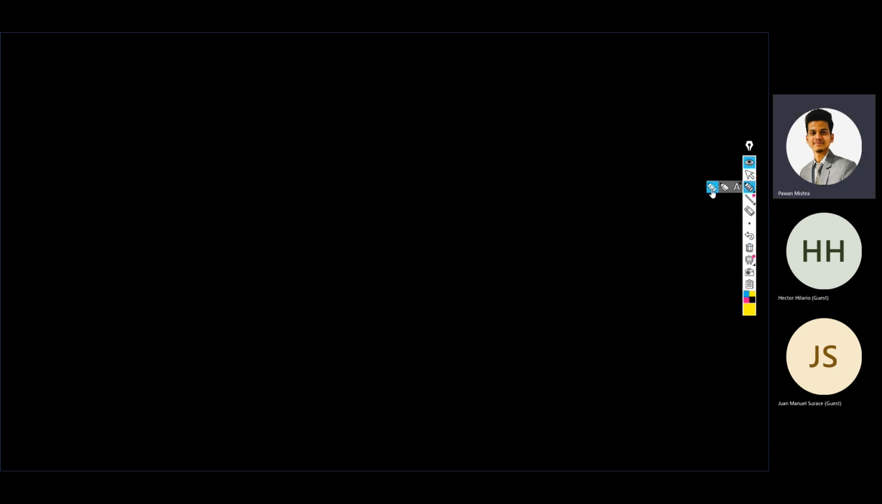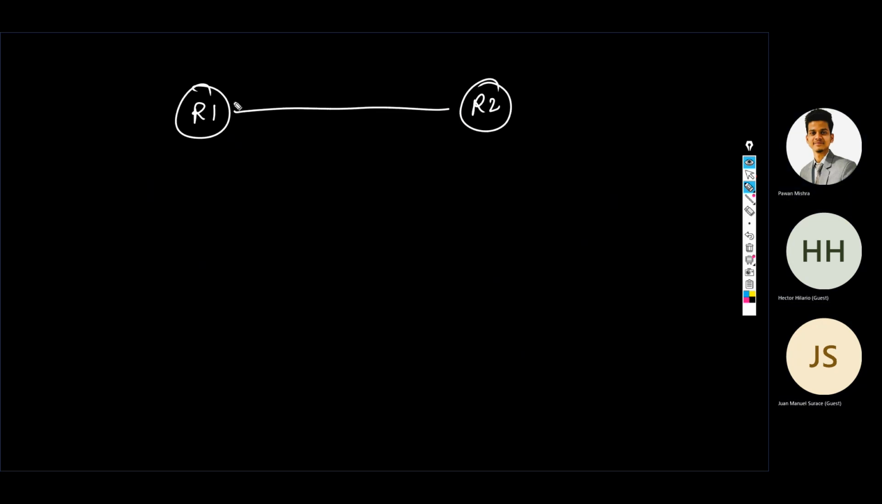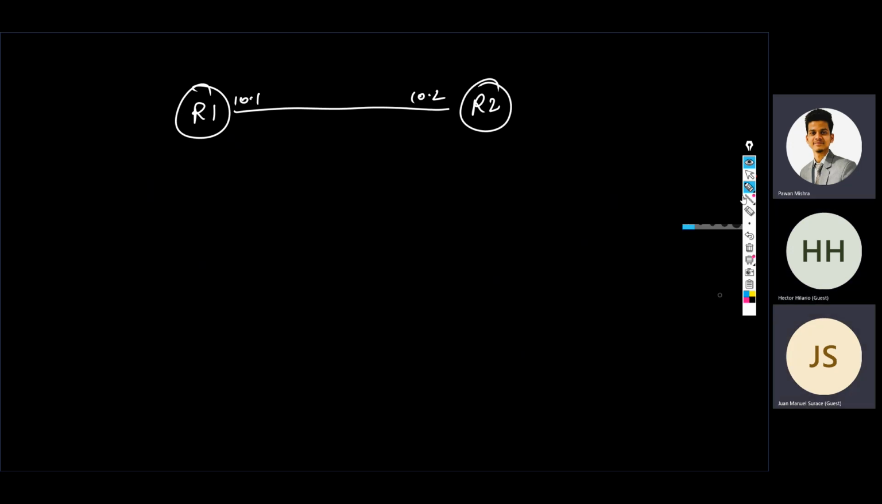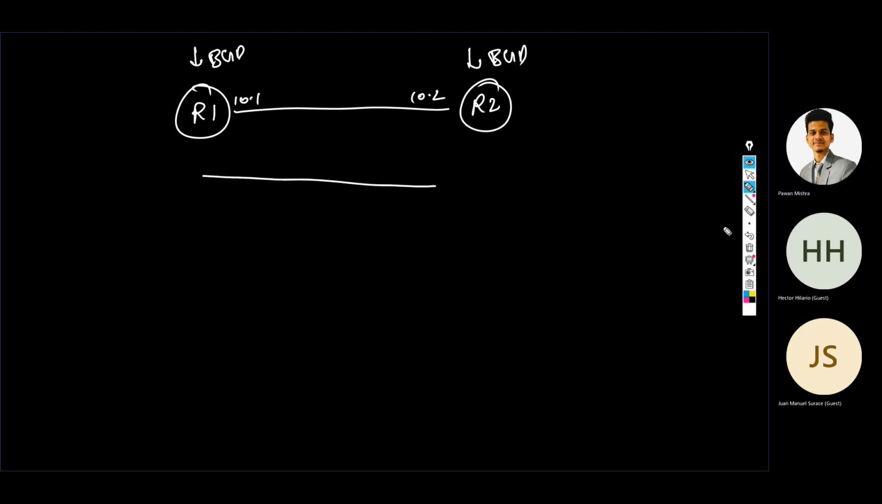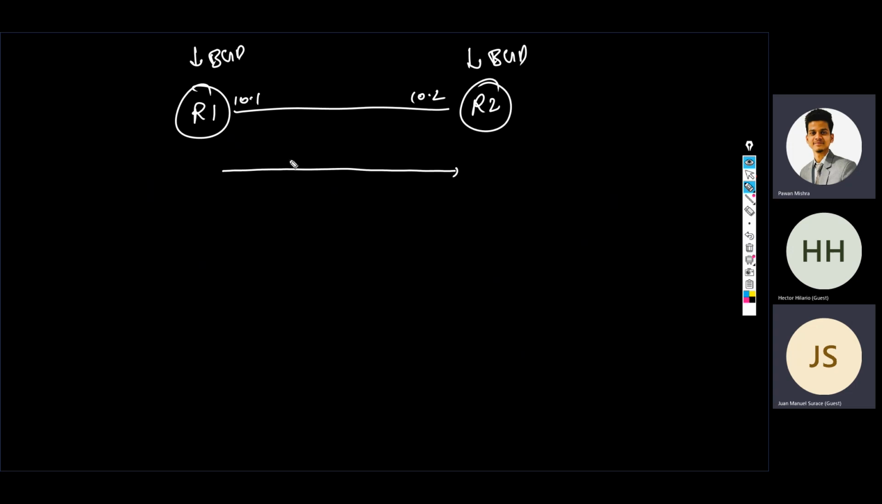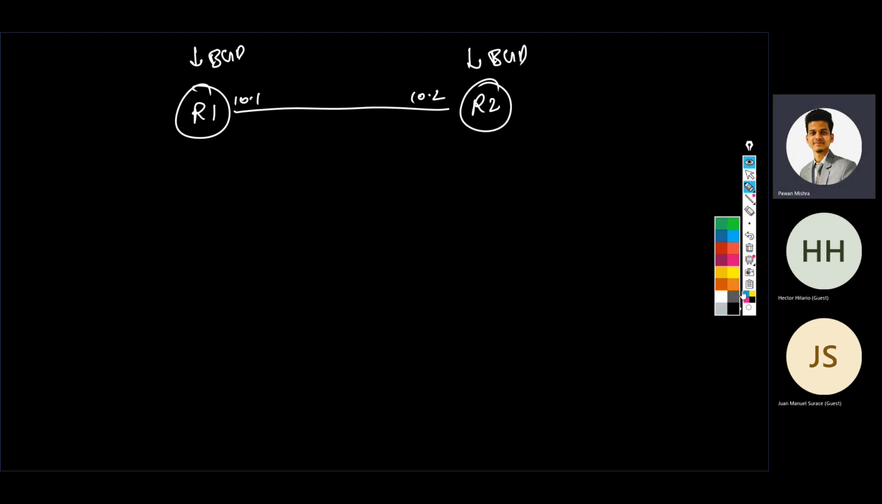But in case of BGP, what happens? Let's say we have a router R1 and a router R2. Here we have IP address 10.1. Here we have IP address 10.2. Okay. In this case, what happens? Let's say I enable BGP on R1 and I also enable BGP on R2. In case of IGP protocols like EIGRP and OSPF, immediately the device will send the hello packet once you enable the protocol, right?